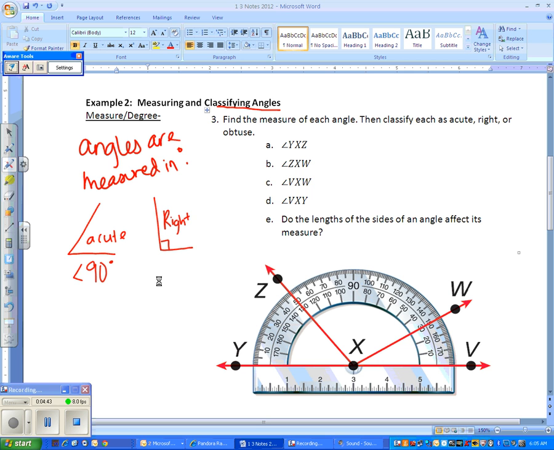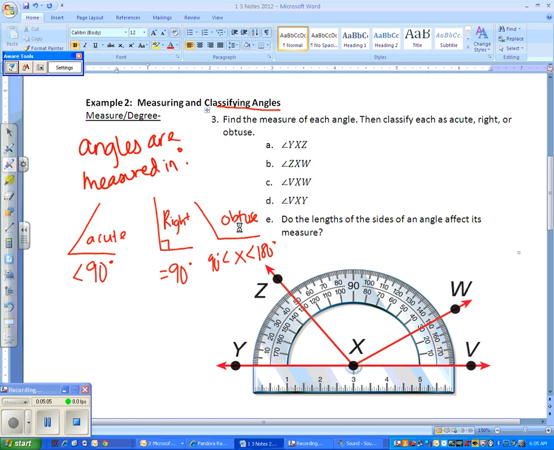A right angle is always exactly 90 degrees. And then the last type of angle is an obtuse angle. Obtuse is something that's larger than 90 degrees, but smaller than 180 degrees. So that's what this sentence means. It's bigger than 90, smaller than 180.